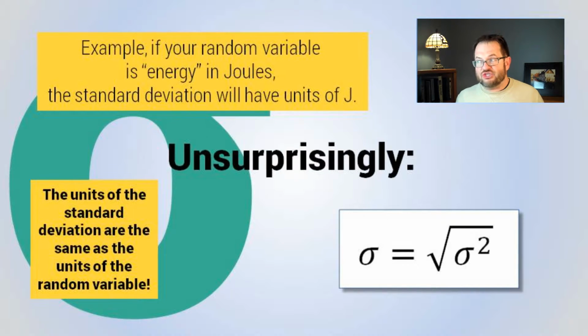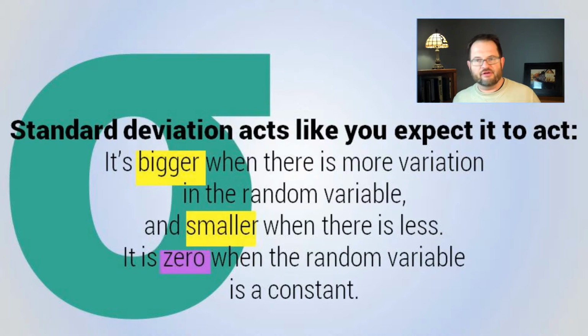And standard deviation works the way you would hope a measure of variation would work, in the sense that it's bigger when there's more variation. If the variation is less, then standard deviation is less. Standard deviation is a positive definite quantity, so if it's zero, it means there's no variation going on. The variable is a constant, and so on. Okay, so standard deviation is another related parameter of a data set that describes its variation.